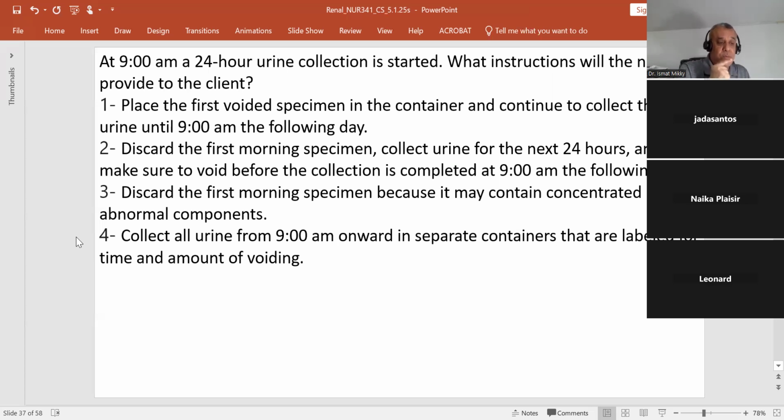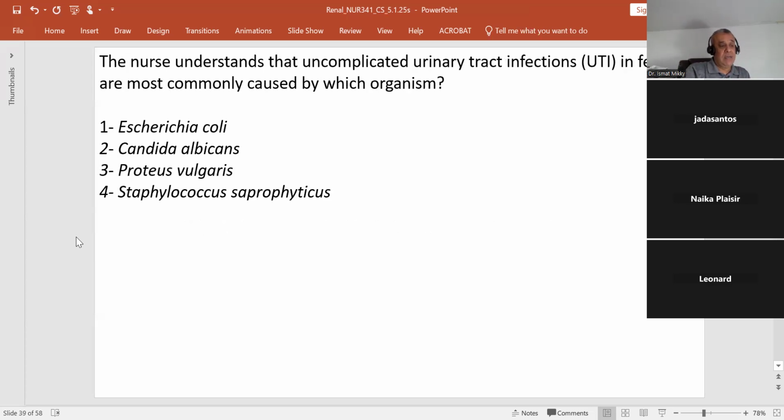Always discard the first morning specimen, and then you collect the urine for the next 24 hours, and make sure to void before the collection is completed at 9 a.m. the following day. Number 2. That's a classic, just to know how this procedure is done or collected.